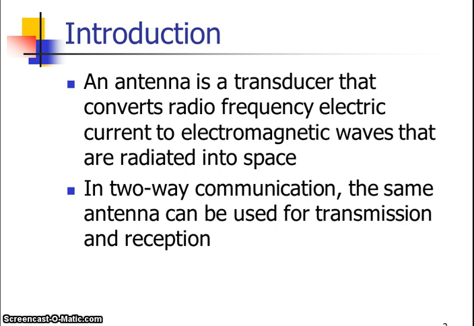the electromagnetic waves, when the antenna is used as a transmitter. At the receiver end, when the antenna is used as a receiving antenna, the same radio waves are received by the same antenna and those radio signals are converted into the electrical signal. That's why an antenna works as a transducer. That's why in two-way communication, the same antenna can be used for transmission as well as for reception.